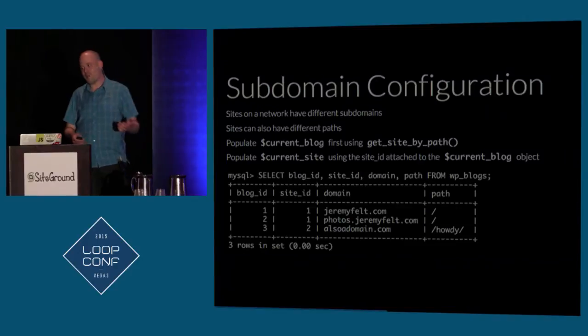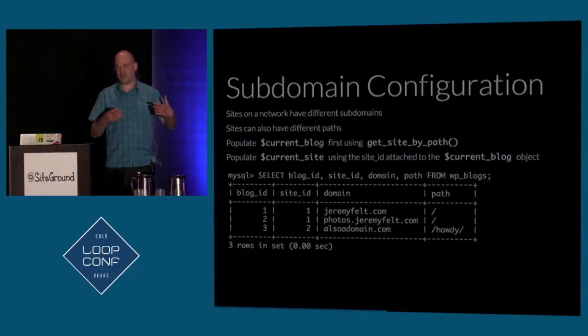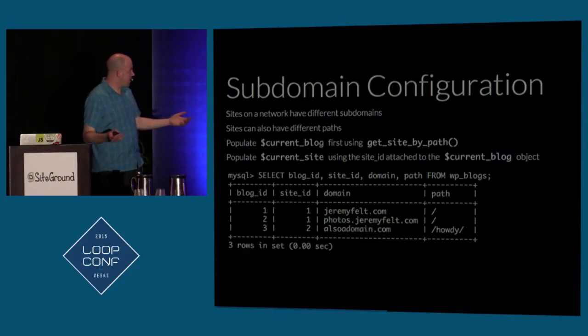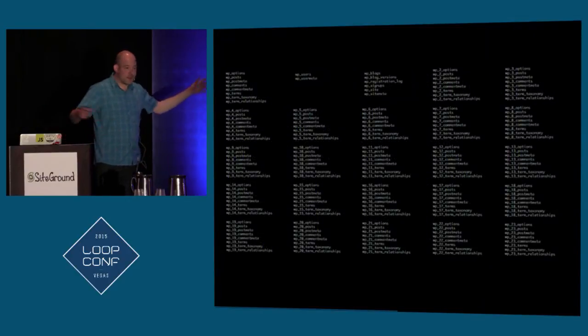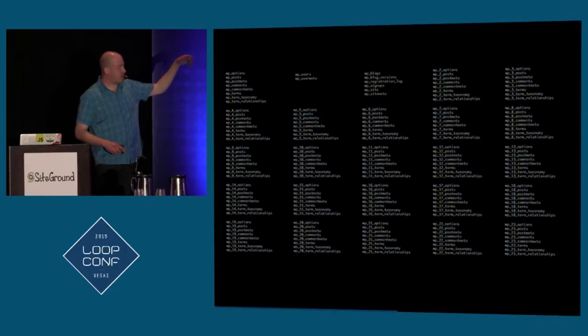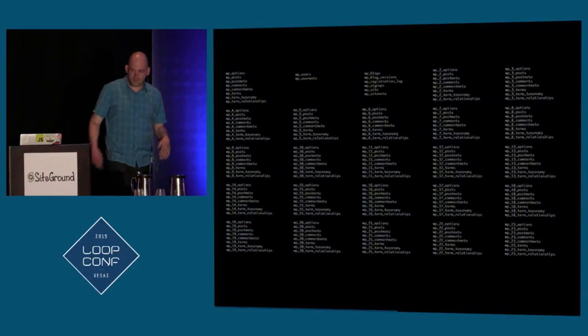So we use get site by path, fill in the current blog object, and then from there we get the site ID or the network that blog is associated with, and we can fill in the rest of the data pretty easily. Once you have all that information, you go back to the set of tables, and you tell WordPress you're using the site ID 6. So you're going to wp_6_ options to get your options and your posts and your terms and all of that stuff.